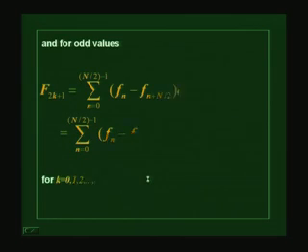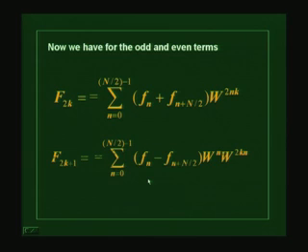Okay, now this algorithm can be implemented. Okay, so these two sums can be implemented in a very easy fashion by replacing the function values by their sum and their difference. Okay, now that's the whole trick here.